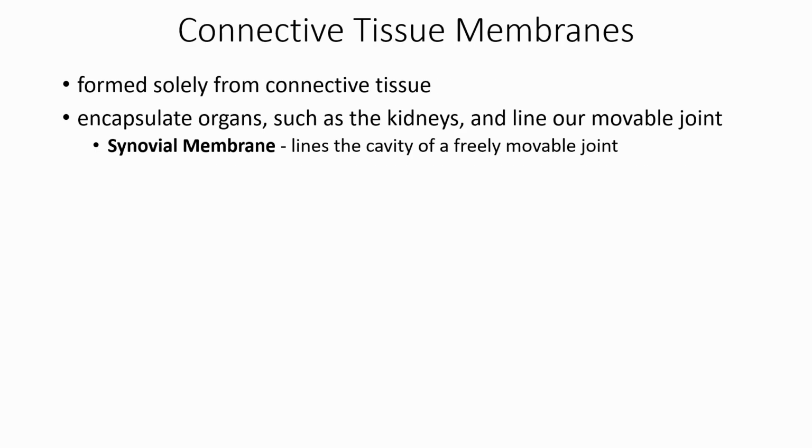The connective tissue membranes are formed from connective tissue, hence the name, and these are going to encapsulate your organs, like your kidneys, or they're going to be part of your movable joints. So there's a synovial membrane that lines the cavity inside of a freely movable joint. And we have a whole chapter on joints, so don't get too caught up in the details there just yet.